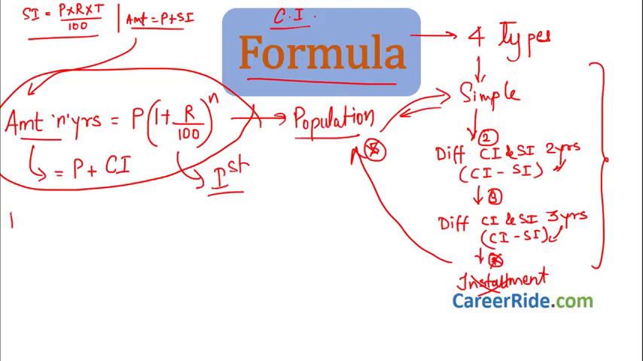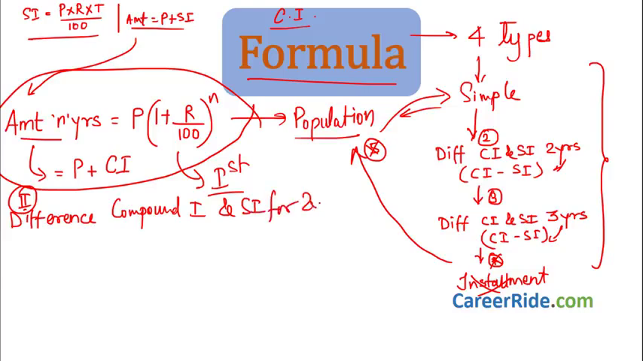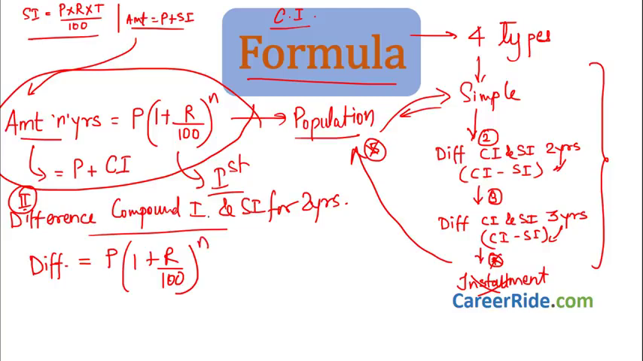Now let's go on to the second category. If the difference between compound interest and simple interest for 2 years is given, right? Then what is the formula? The difference will be equal to P, just like over here. Write this formula over here. What do we get? 1 plus R upon 100 raised to n. We have written the same formula.